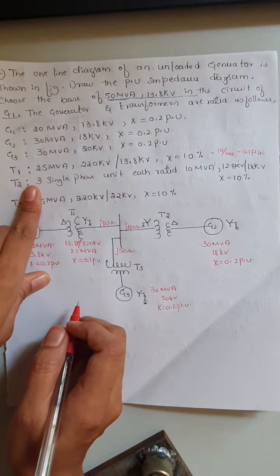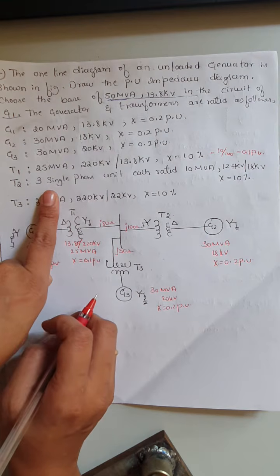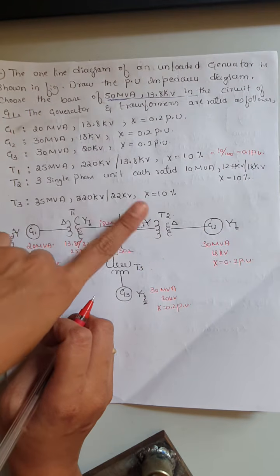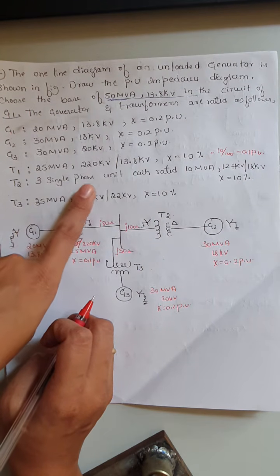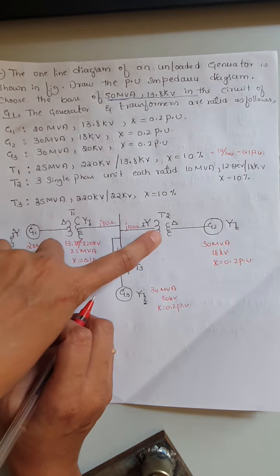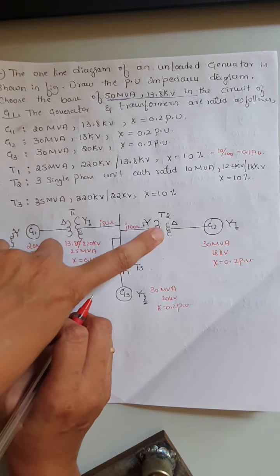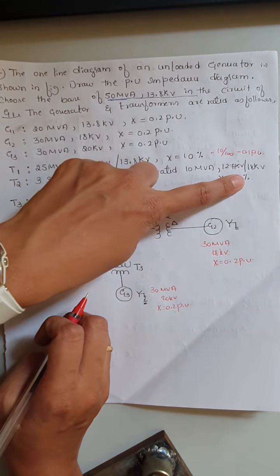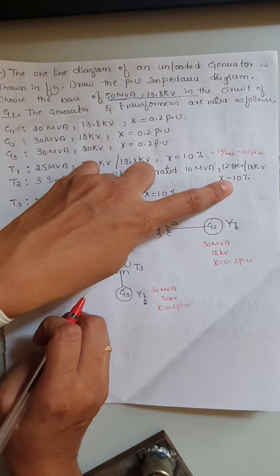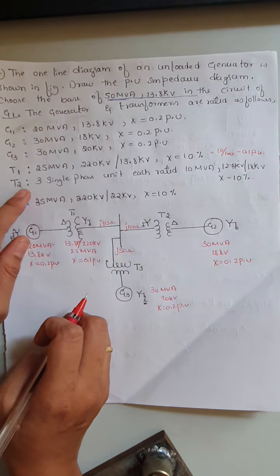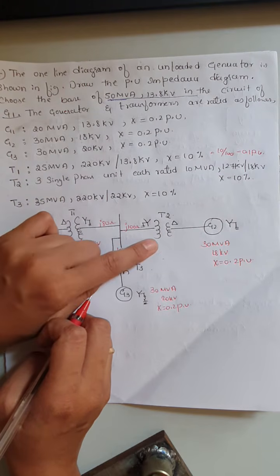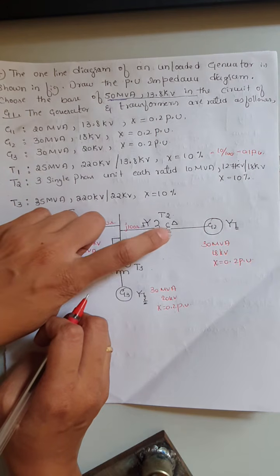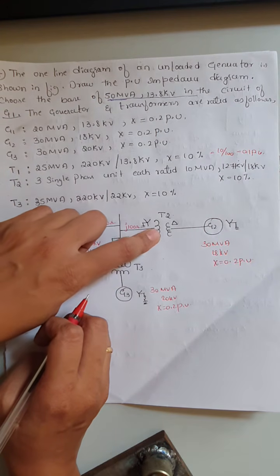Similarly, the transformer T2. See, this is quite different when compared to the previous problem. What they have given for the transformer T2 is not one single three phase transformer, it is 3 single phase units. So this is composed of 3 single phase transformers, and each single transformer is rated for 10 MVA, 127 kilovolt slash 18 kilovolt, and the reactance will be 10%. So before writing this rating in the transformer 2 data, first we have to convert this 3 single phase unit into a 3 phase transformer. Okay, so this we'll do it later.